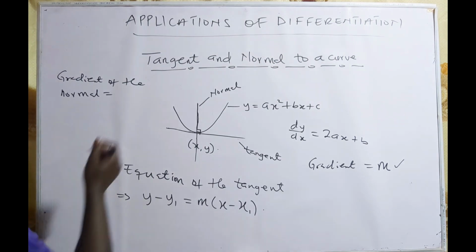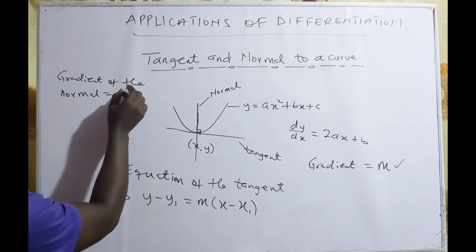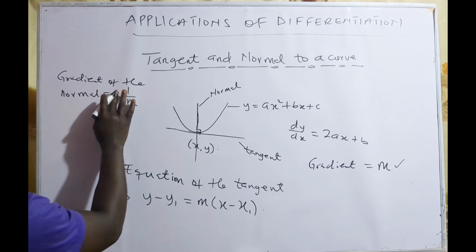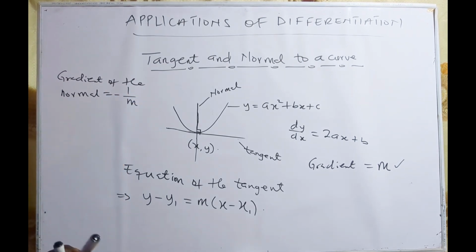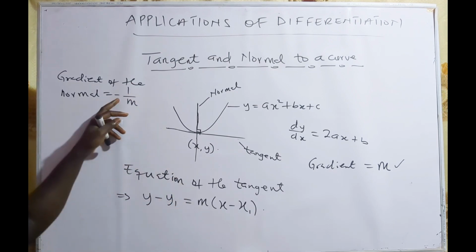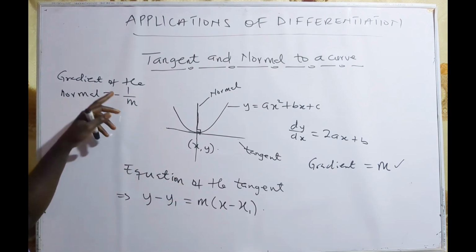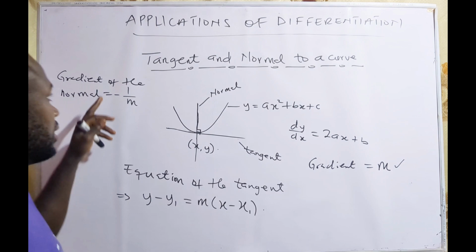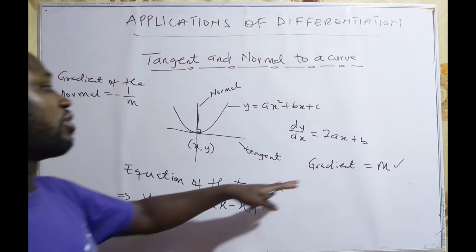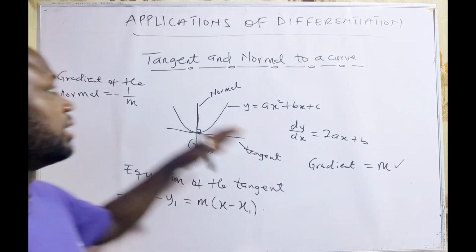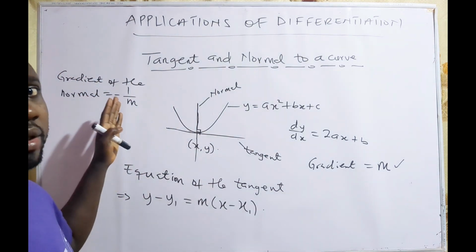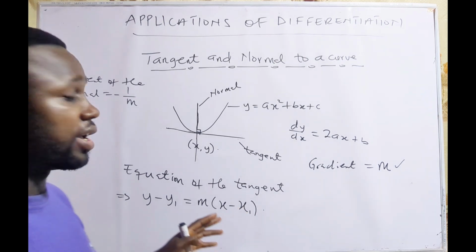So the negative reciprocal becomes minus 1 over m. The reciprocal of m is 1 over m, so the negative reciprocal becomes minus 1 on m. So that will become the gradient of the normal. If the gradient of the tangent is m, then the gradient of the normal becomes minus 1 over m.